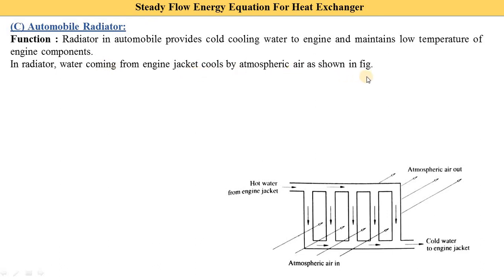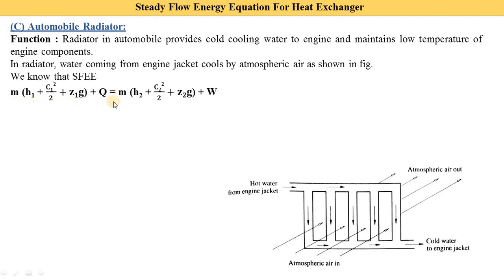So in a radiator, the water coming from the engine jacket is cooled by the atmospheric air, as shown in this figure that we already discussed. This is the hot water coming from the engine jacket. It comes in contact with the atmospheric air, its temperature is reduced, it is converted into cold water and then again supplied to the engine. So we know the steady flow energy equation. This is the basic steady flow energy equation.